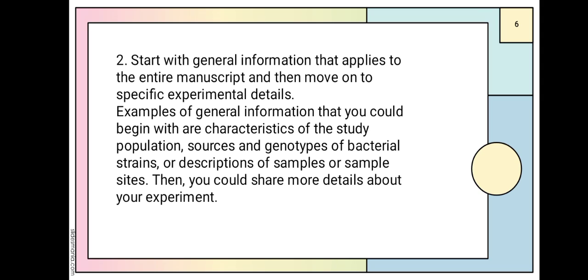Number 2, start with the general information that applies to the entire manuscript and then move on to a specific experimental detail. Examples of general information that you could begin with are characteristics of the study population, sources and genotypes of bacterial strains, or description of sample or sample sites. Then you could share more details about your experiment.